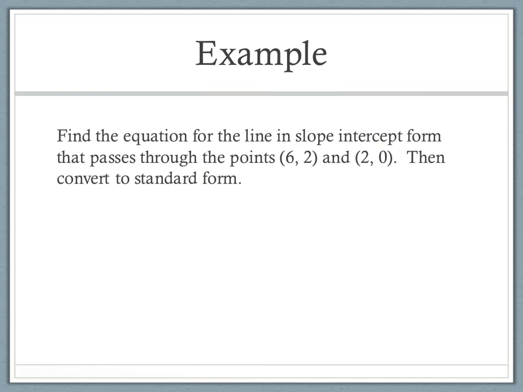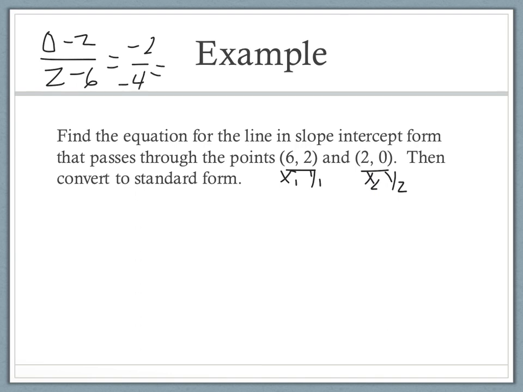Alright, so here we're going to do the same thing on the last one. We're going to put it in slope-intercept form that passes through 6, 2 and 2, 0. And then we'll convert it into standard form. But if you want to go through and mark this as your x1, y1, you can. And then x2, y2. Okay, first we need to find our slope. Okay, we always have to get a slope. So I'm going to do 0 minus 2, so y2 minus y1 over 2 minus 6. Okay, that's going to give me negative 2 over negative 4. Negative divided by negative is a positive, so that's going to be a positive 1/2, and that's going to be my m. That's my slope.